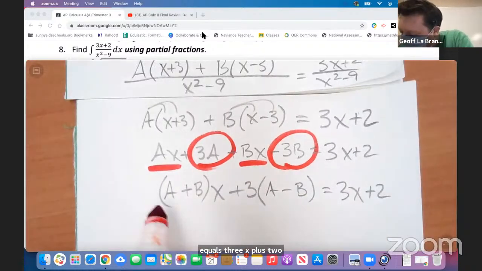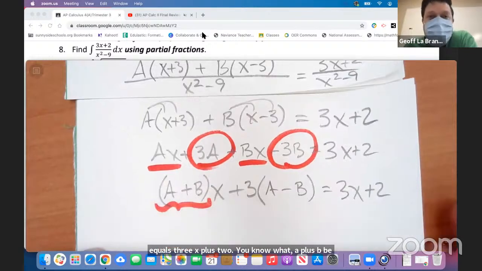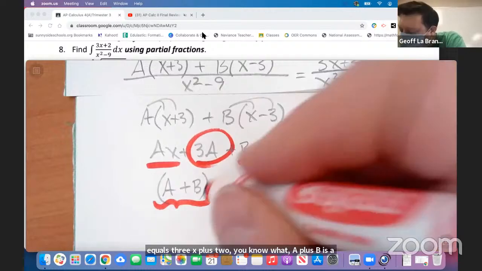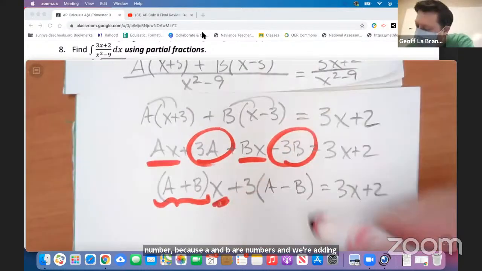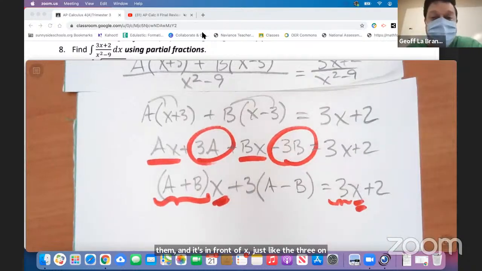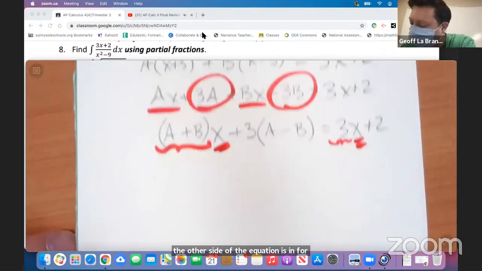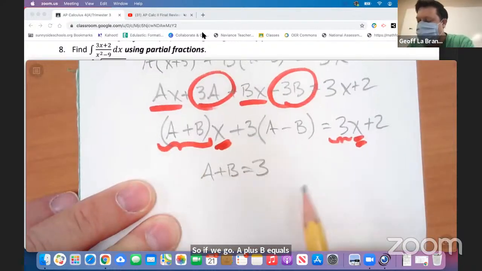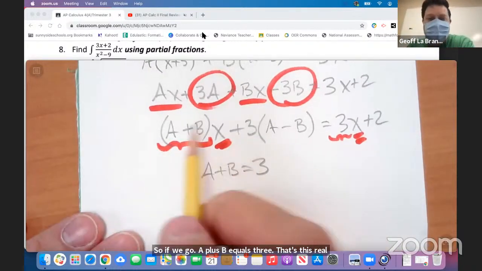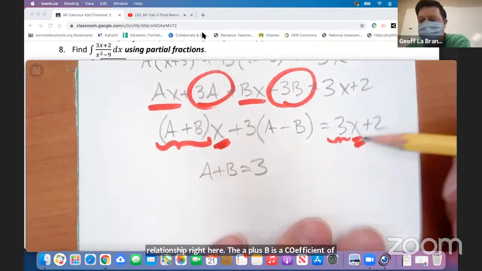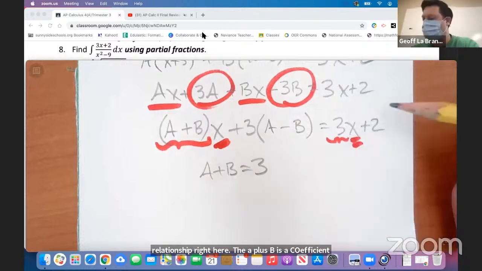A plus b is a number because a and b are numbers and we're adding them, and it's in front of x, just like the 3 on the other side of the equation is in front of the x. So if we go a plus b equals 3, that's this relationship right here. The a plus b is a coefficient of x. The 3 is a coefficient of x.